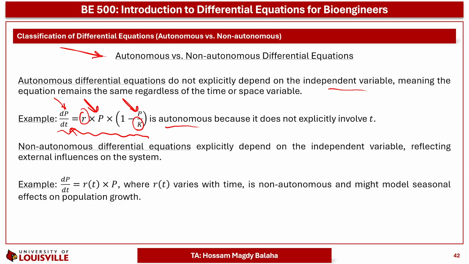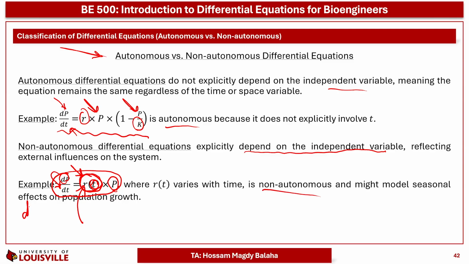In this case, this function is autonomous. A non-autonomous differential equation is the opposite, where these equations depend on the independent variable, reflecting external influences on the system. Let's check this function. We have the variable p with respect to time, and p is here also, and we have another function, not a constant in this example, that depends on the variable t. So in this case, r changes with respect to time. So we have another variable that depends on the independent variable, which is t. In this case, it's non-autonomous.